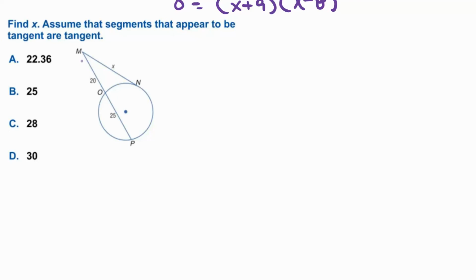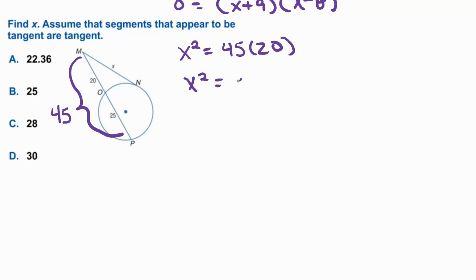For the next problem, we need to look at what the entire length is for MP. 20 plus 25 would give us a length of 45. MN is the entire length, and MN is also the portion outside of the circle. So x squared equals 45 times 20. x squared equals 900. x would equal plus or minus the square root of 900.